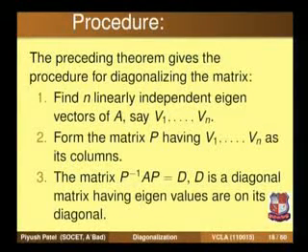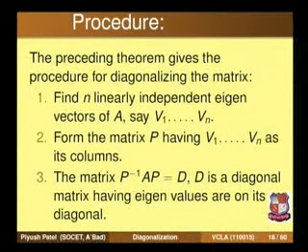Whatever the square matrix A is, first of all we will find the eigenvalues and linearly independent eigenvectors. If we have a total of n linearly independent eigenvectors, then the matrix is diagonalizable, otherwise it is not. Suppose the matrix has n linearly independent eigenvectors, say v1, v2 up to vn. Then in the second step we form the desired matrix P. So we form an invertible matrix P.